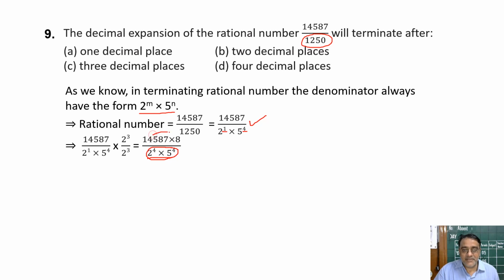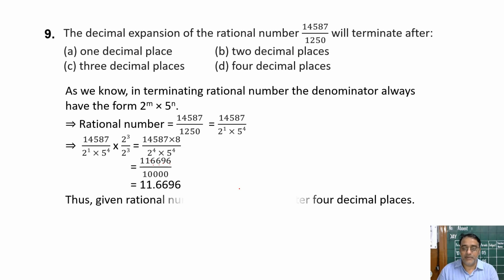Now we will multiply these two and we will divide by 10 to the power 4. So 1 के बाद 4 0 लगा दो, that is 10,000. Now 10,000 means 4 zeros. यहाँ से count करो 1, 2, 3, 4. So we'll get 11.6696. So after how many places does it terminate? 4 places. So which option is the correct one? Option D. Option D, right.